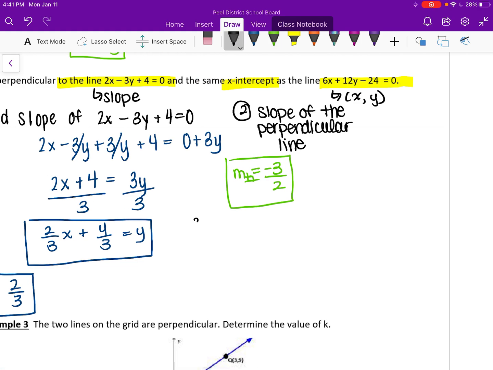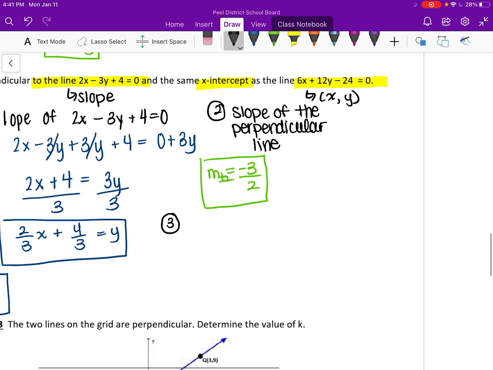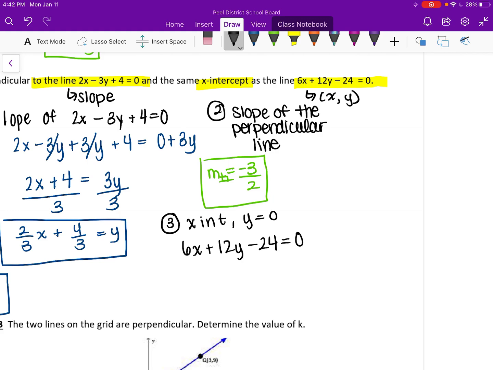After we found the slope, it says that it has the same x-intercept. So let's find that x-intercept. How do we find the x-intercept? Y is equal to 0, right? So I'm going to go in here and say it has the same intercept as the 6y line. So make sure you find the x-intercept of that line and not the 2x line. I'm just going to sub in the 0 for my y here.